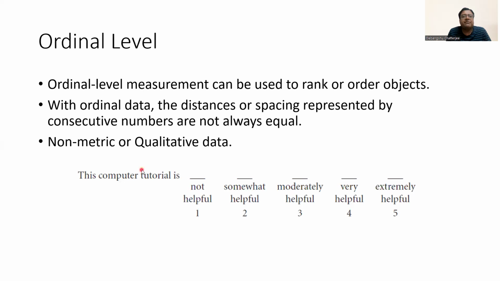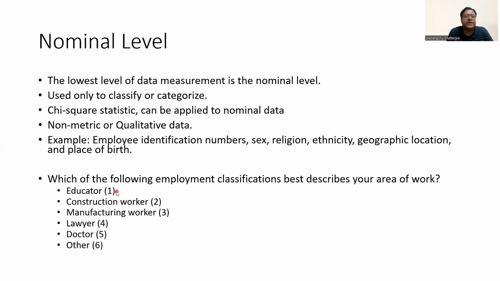Next, ordinal level. So what is ordinal level? In the previous example of nominal data, here we have seen 1, 2, 3, 4, 5, 6. But there is no order in this data. We cannot say that educator comes first, then comes construction worker, then comes manufacturing worker. Like that, there is no ranking or there is no gradation among these numbers.